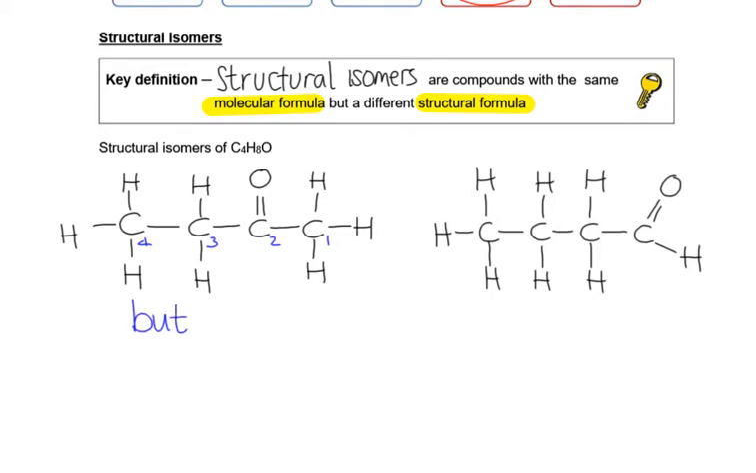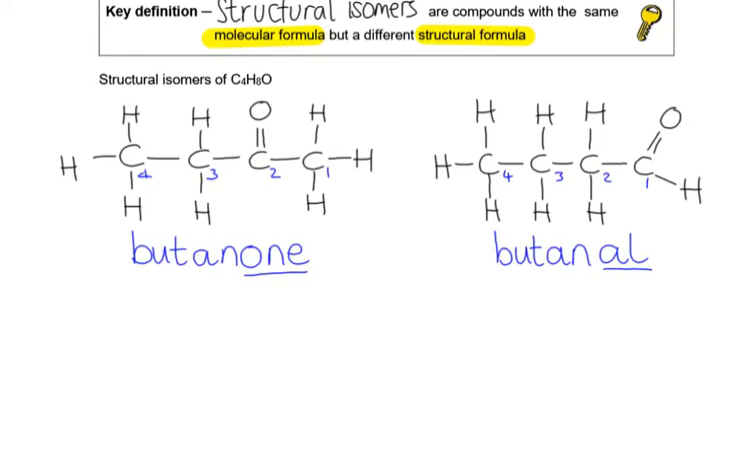The carbons are bonded with single bonds, so butan, and having a double bond O on the second carbon makes it a ketone, butanone. Whereas on the right we've still got 4 carbons in our longest carbon chain, so we're still but-, we've still got single bonds between the carbons, but now we're an aldehyde, so we're butanal. Butanal and butanone are classed as functional group isomers of one another because they have the same molecular formula, but their structures are different because they have different functional groups.